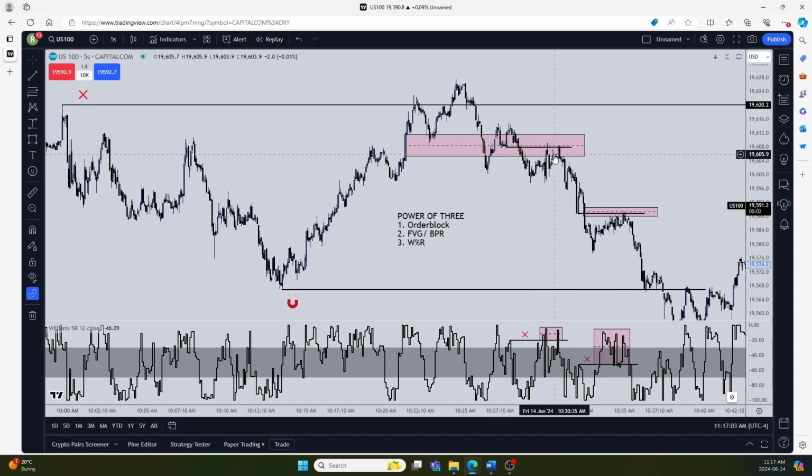loading their orders at. Right, so this first example here, very, very beautiful, having all three confluences, right? And we can see here, price sells off very beautifully. The second setup, the exact same thing, right? It's the exact same framework, having the order block, fair value gap, and the Williams percent R.